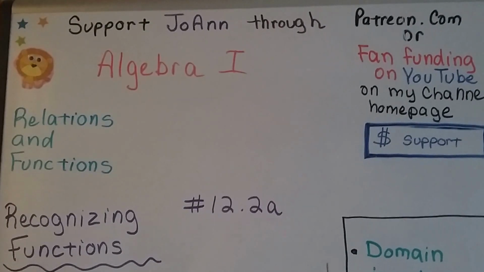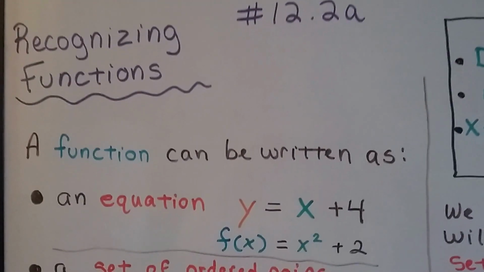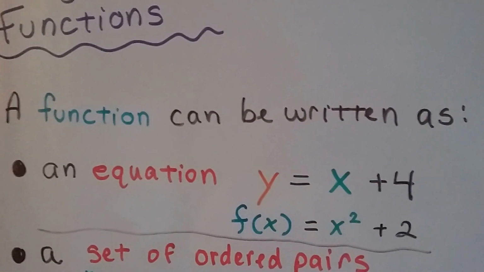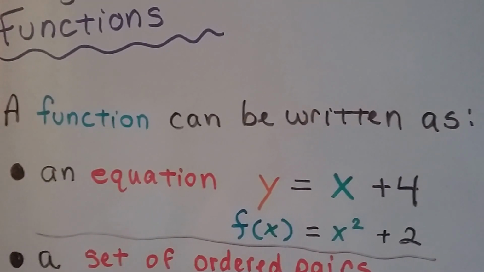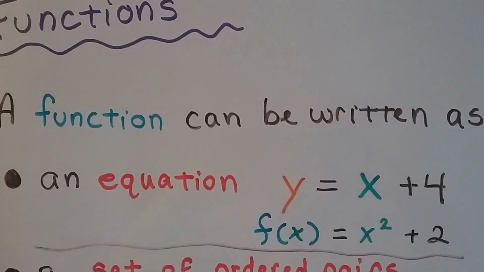Algebra I, 12.2a, Recognizing Functions. A function can be written several different ways. It can be written as an equation, so we might see y equals x plus 4. We might even see an equation like the function of x equals x squared plus 2.